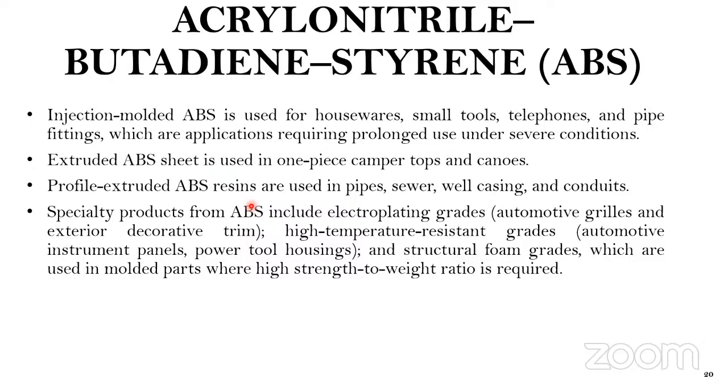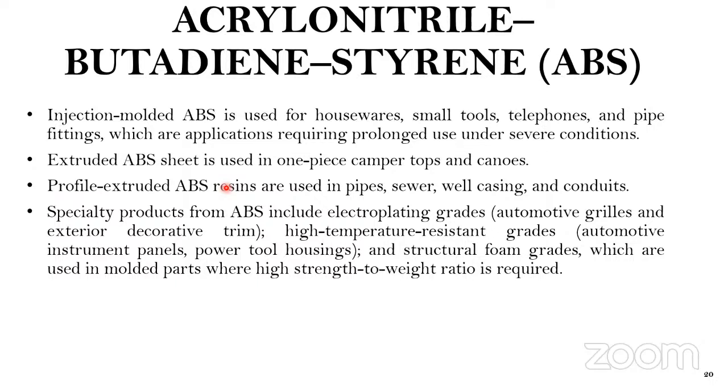What do we mean by profile extruded ABS? Profile extruded ABS means a twin screw extruder. There we manufacture pipes. While you manufacture the pipes, if you saw the process, you take the pipes and connect them into a hollow pipe. That is known as profile extruded ABS. Basically, it's a pipe making technique.